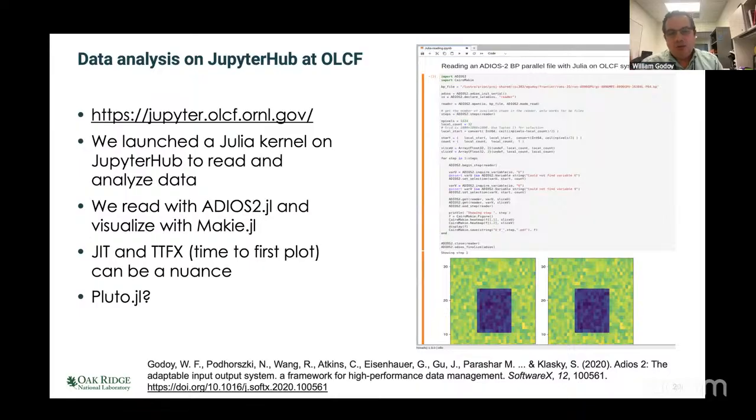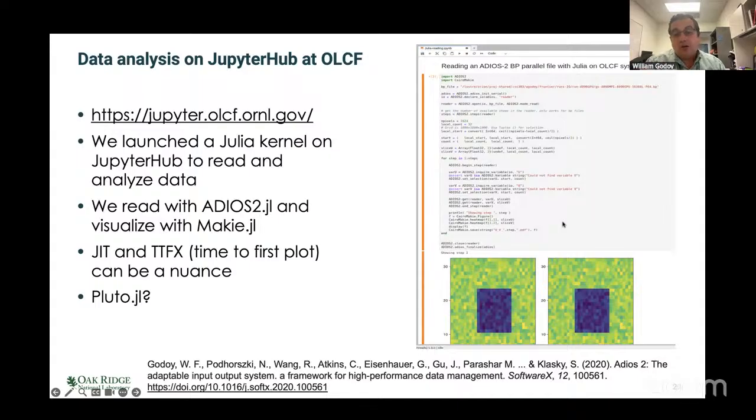And something probably more important to you guys is that we were able to do data analysis on JupyterHub here at OLCF. We just run a kernel and do all the Julia things that we needed to do our data analysis, things like that.